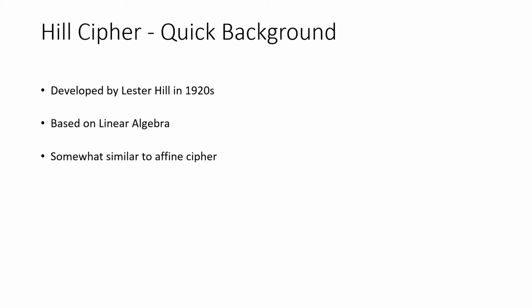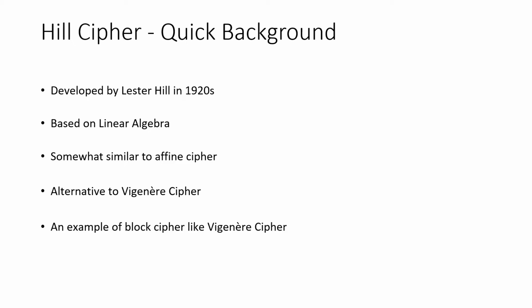Hill cipher is somewhat similar to affine cipher, except that Hill cipher is a block cipher and affine cipher is not. It was introduced as an alternative to Vigenere cipher. It was understood that it is more robust and harder to break. It is also an example of block cipher, just like Vigenere cipher, as mentioned. So if you'd like to be familiar with affine cipher or Vigenere cipher, there are already videos for them that give you the explanation. If you like, you can go and have a look.